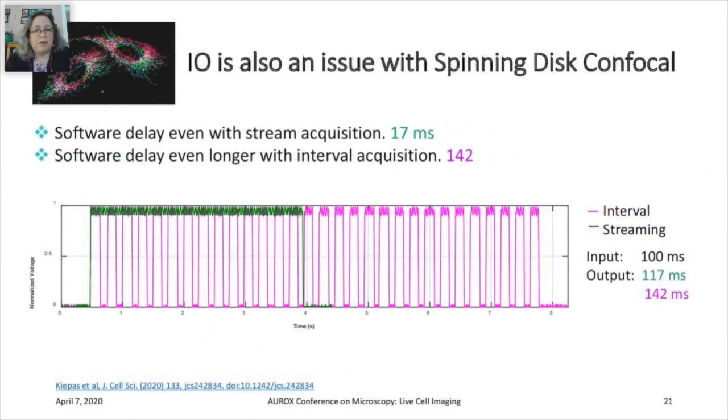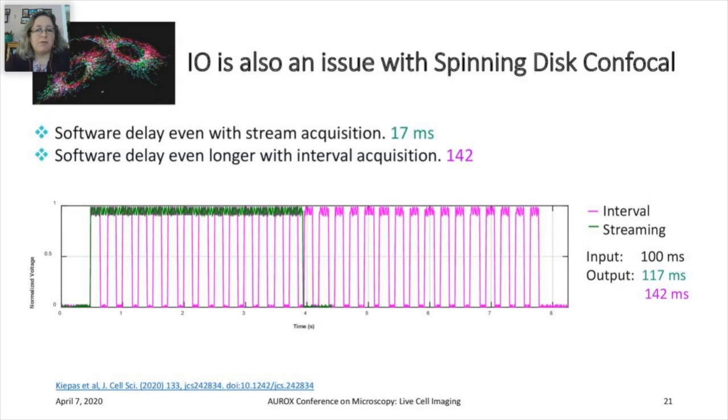However, when we started looking in more detail using the acquisition software, we found that there was a significant software delay. So we looked at two different types of acquisitions. The first one is stream acquisition, where you just open any physical shutters, you turn the laser on, and you just collect images as quickly as possible. Usually those images are streamed directly to the RAM, and they're not stored on the hard drive during the acquisition. And we still found that under that condition, we had a 17 millisecond delay.